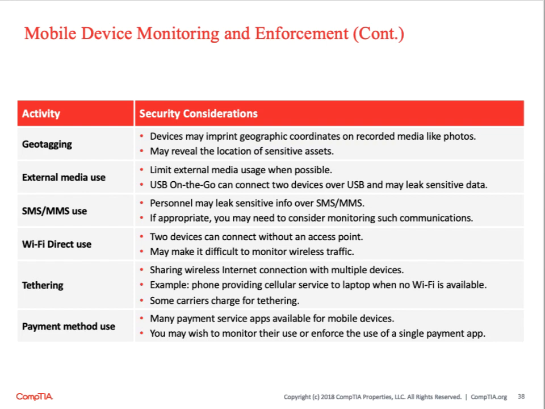Wi-Fi Direct use. So Wi-Fi Direct enables two devices to connect with each other without a wireless access point. So this is going to be similar to Bluetooth, right? It's going to eliminate the need for a router. So having a lack of centralized architecture could make it hard for us to monitor wireless communications between users.